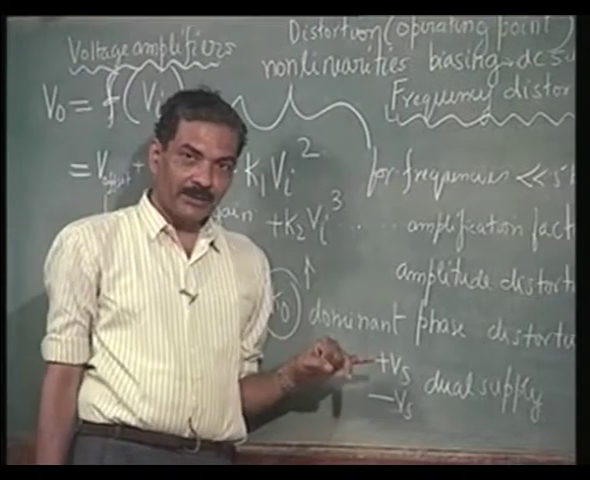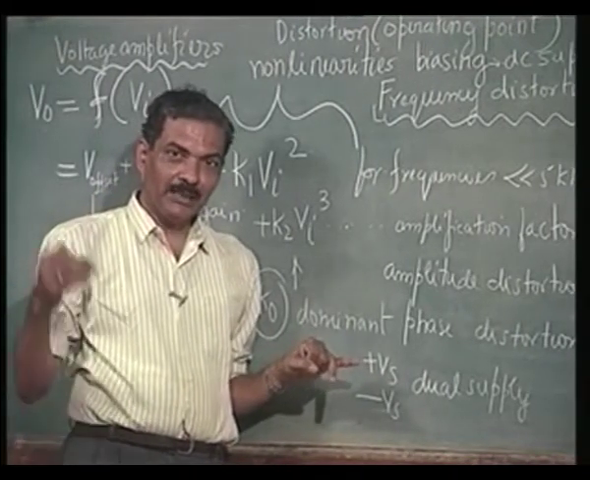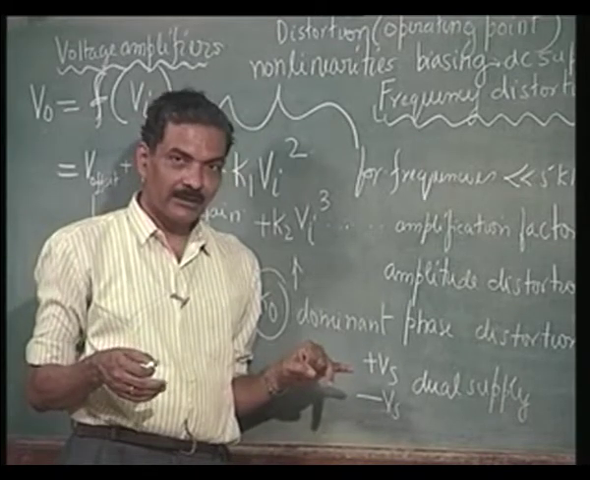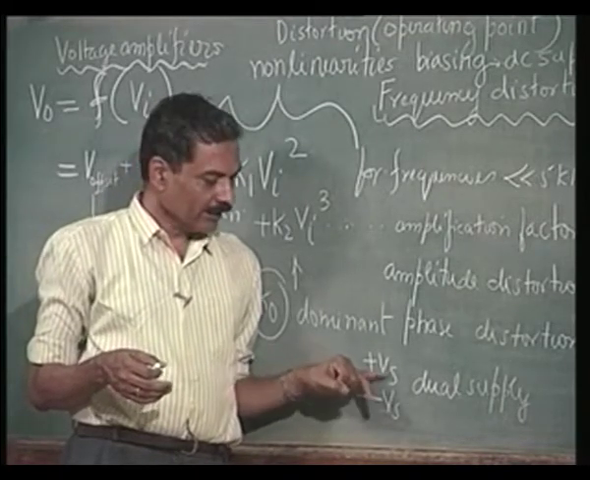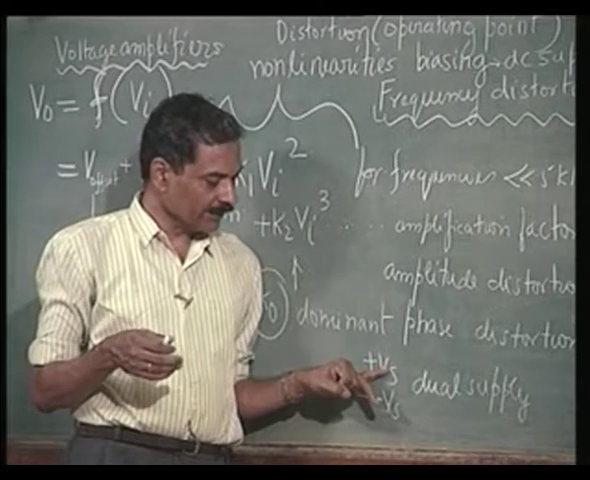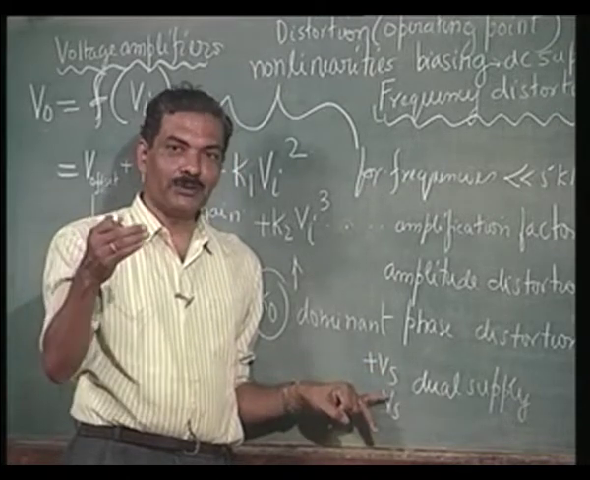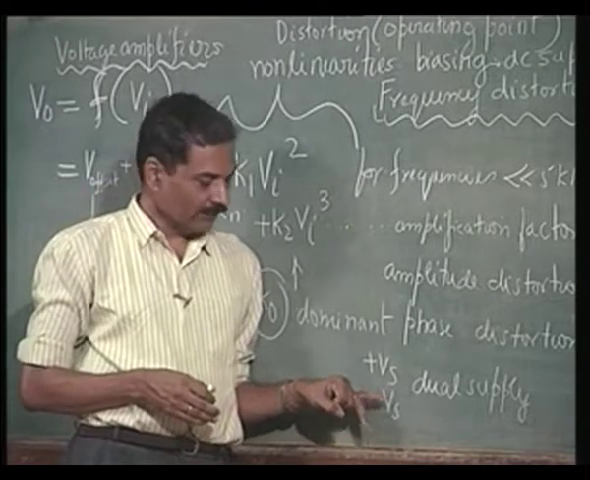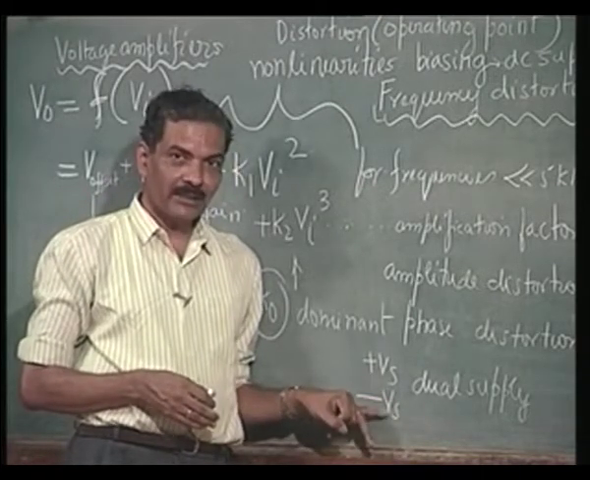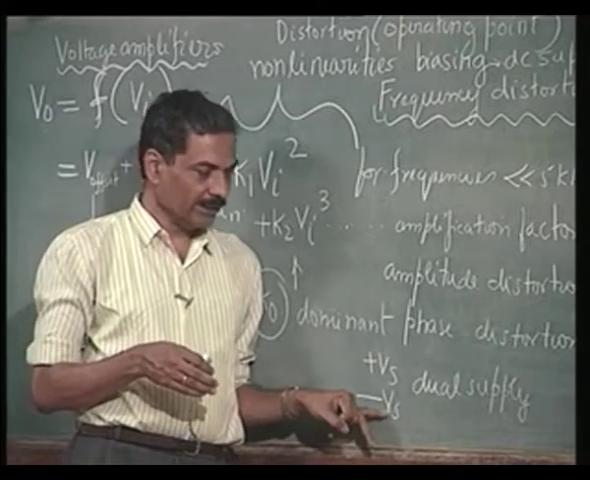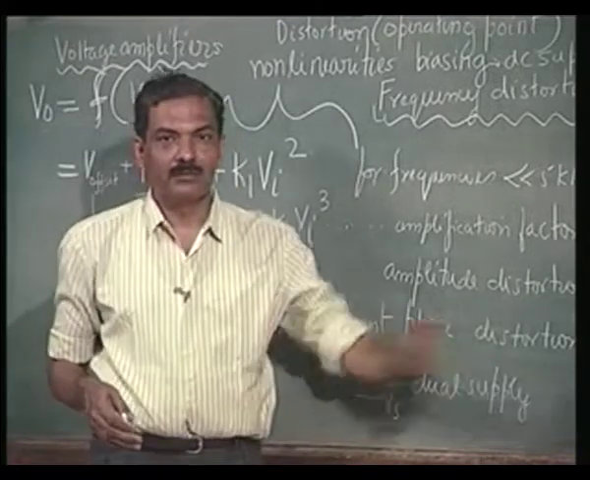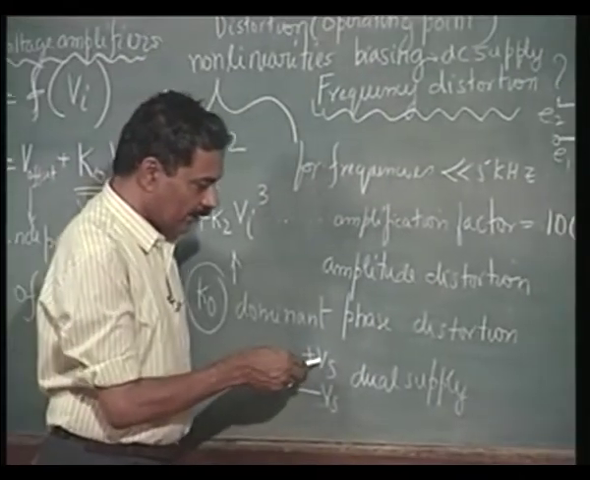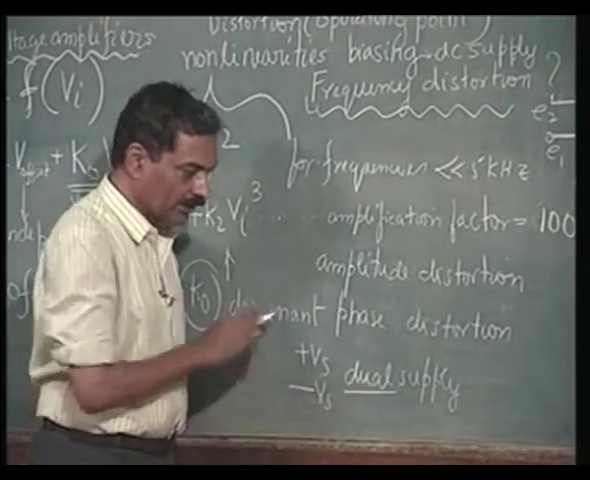The operating point should be such that the output should be 0 when the input is 0. Which means necessarily, in order that the offset is 0, we must operate the output at a voltage equal to 0. With plus Vs and minus Vs, the quiescent operating point should be 0. That is what requires a dual supply.